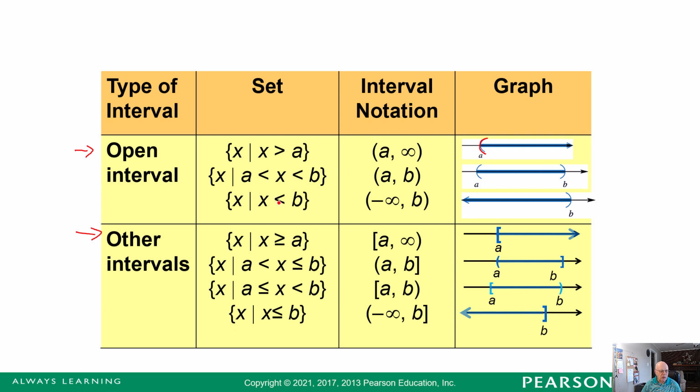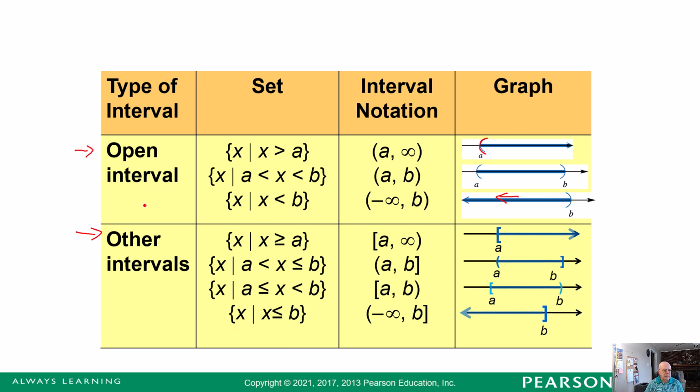And third, similar to the first one, except you've got less than b. Since there's no equals here, see where I'm pointing? If there's no equals there, then we'll have a parenthesis at b. And since we want numbers less than it, we go from there to the left. And those are open intervals.